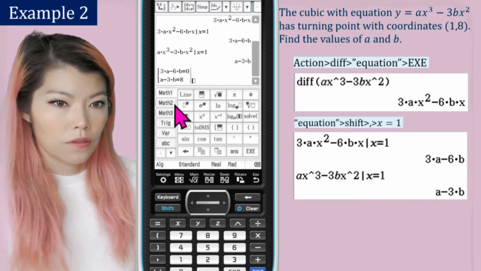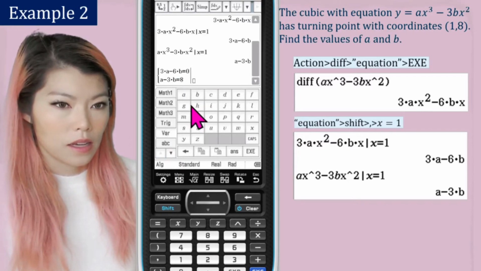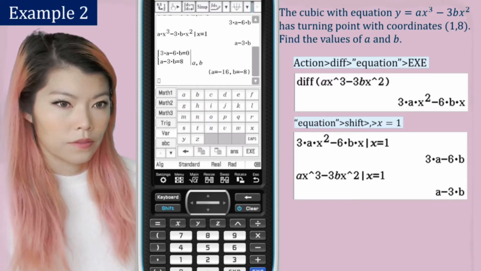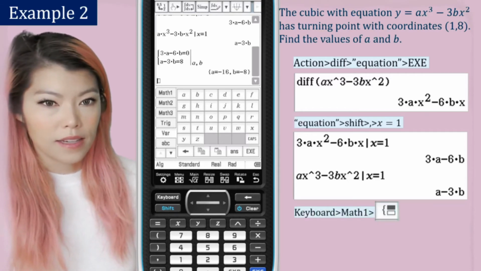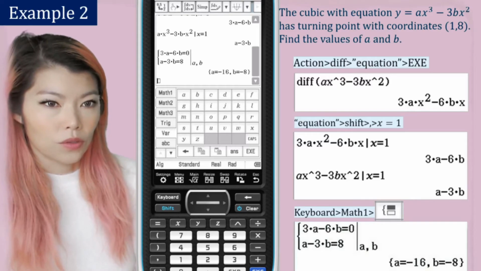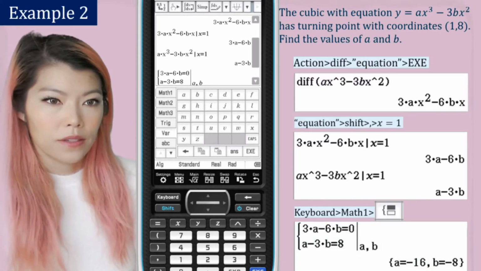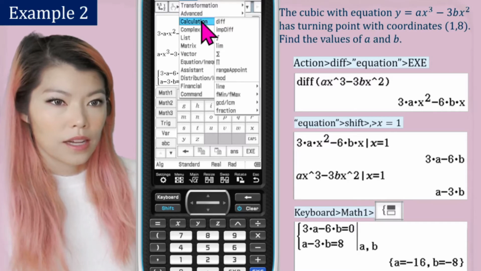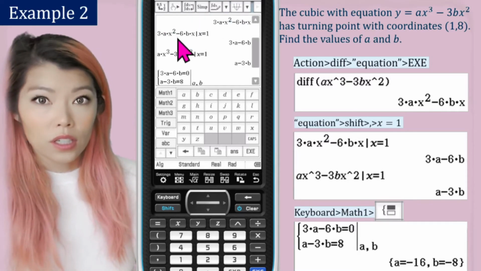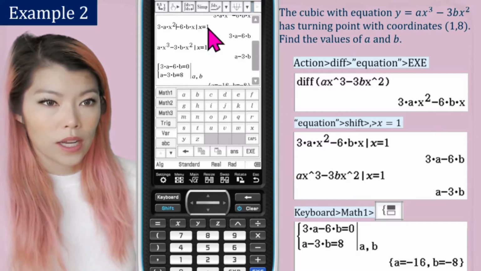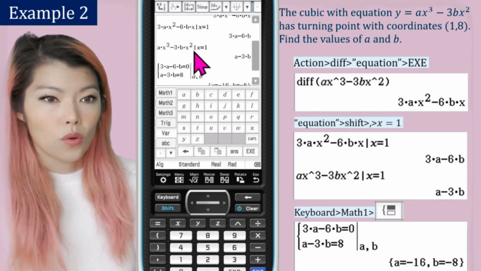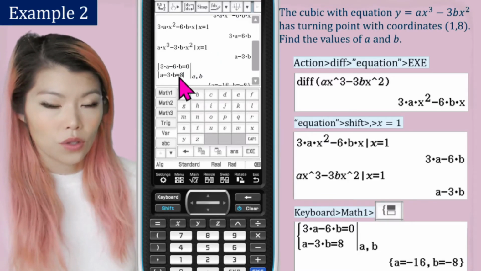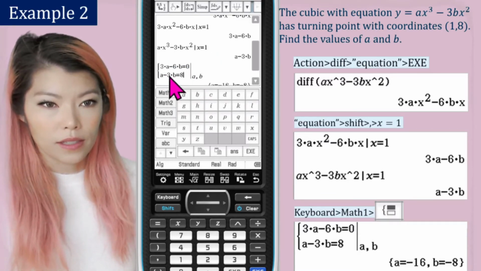And now we're solving for a comma b, and we have a equals -16 and b is 8. So recap, find the derivative using action calculation diff, and because we have a turning point there, the gradient is 0 when x is 1, and because the turning point is at 1, 8, the equation at 1 is equal to 8, and we can solve using that function.